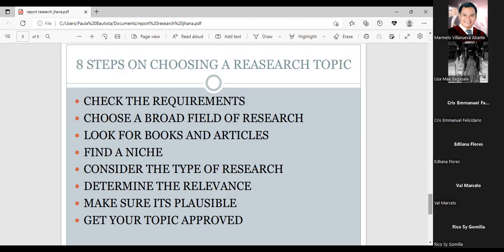An example, sa e-commerce, a niche is a distinct segment within any given market and often an area that is overlooked by others. So e-commerce yan, niche, an example. Next is to consider the type of research. Determine the relevance, make sure it's plausible, and lastly is to get your topic approved.